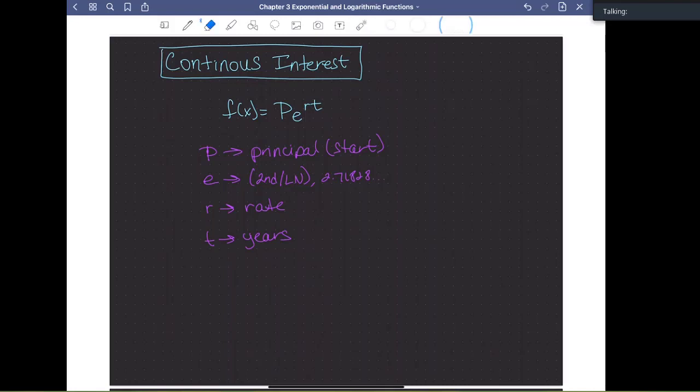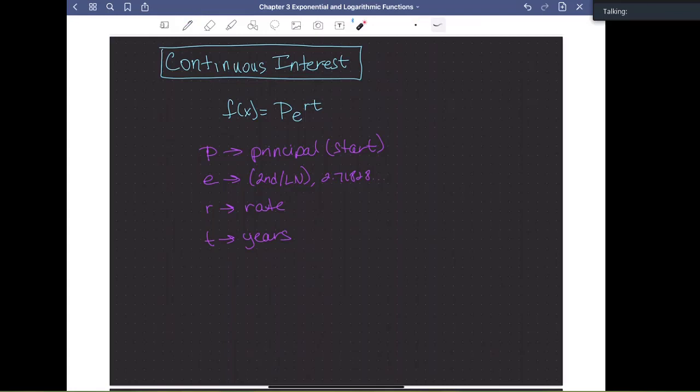Where's my eraser? One of these days I'll get it right.